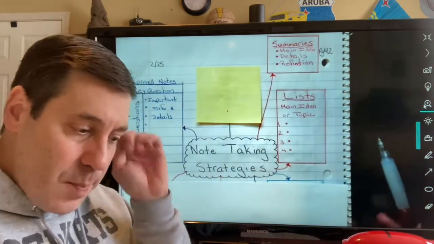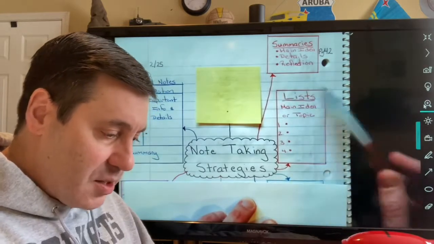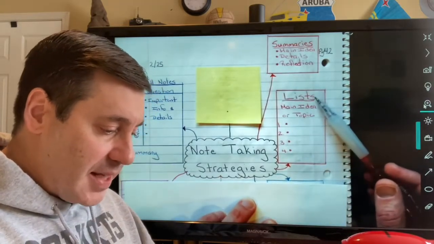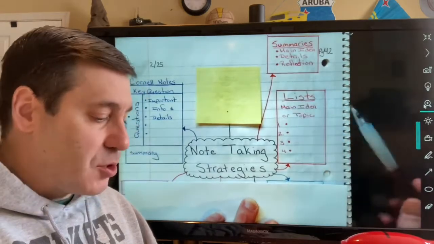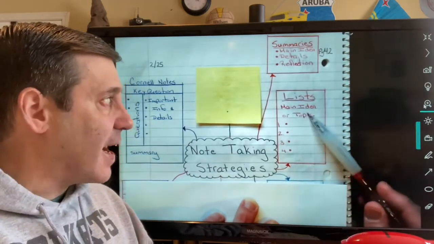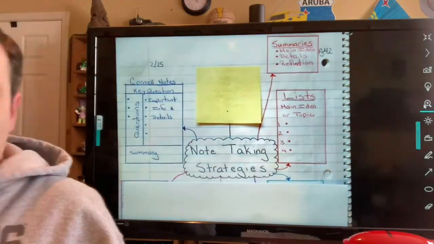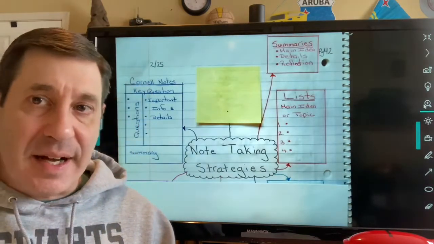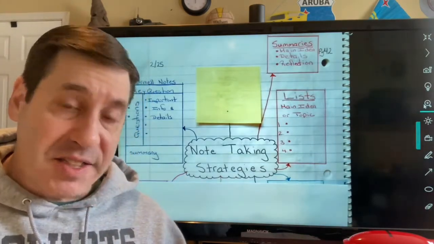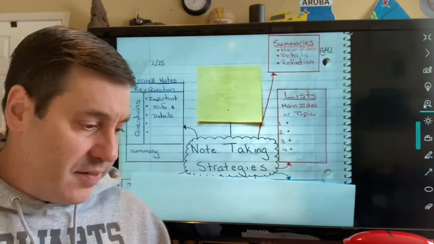In your notebook, I want you to draw them just how I have. So I've put a rectangle, and at the top, I write lists. Now, with this note-taking strategy, you would have a main idea or a topic at the top. So the topic might be, let's say, Chapter 1. Chapter 1 is the topic. Or it could be a main idea. We are talking about how Harry's a hero, so it could be how is Harry a hero. That could be the main idea of your list.